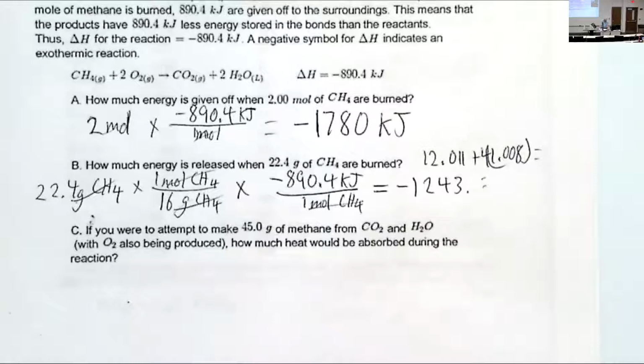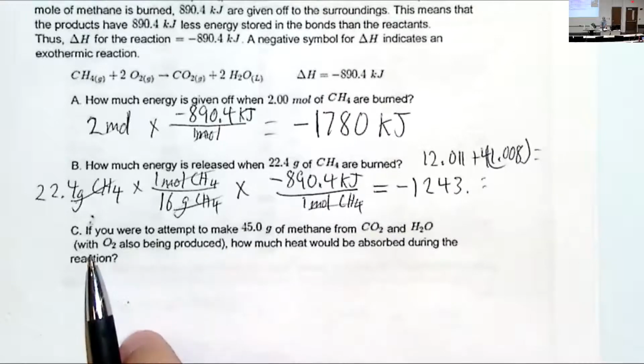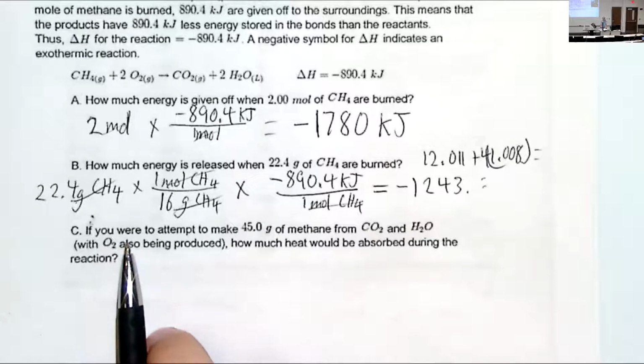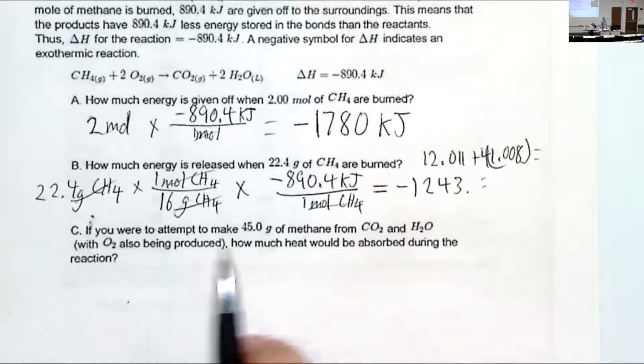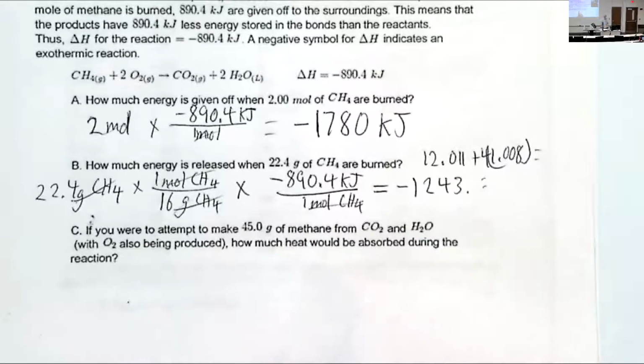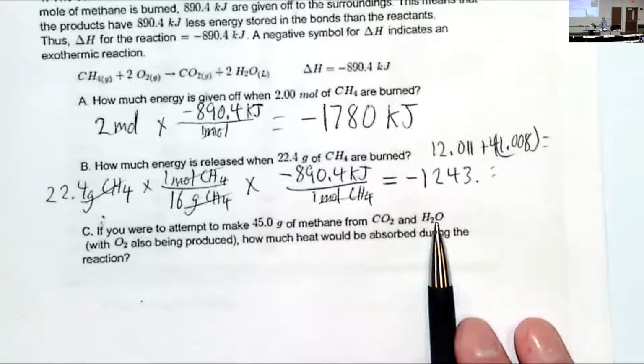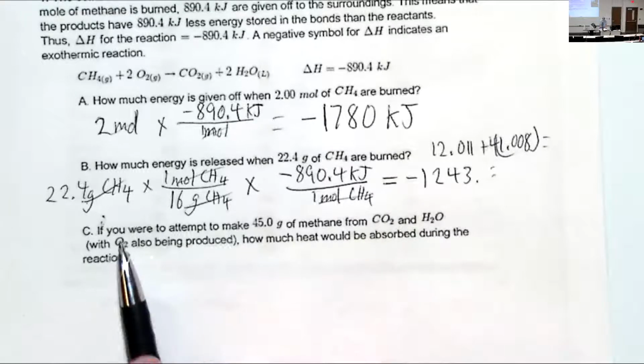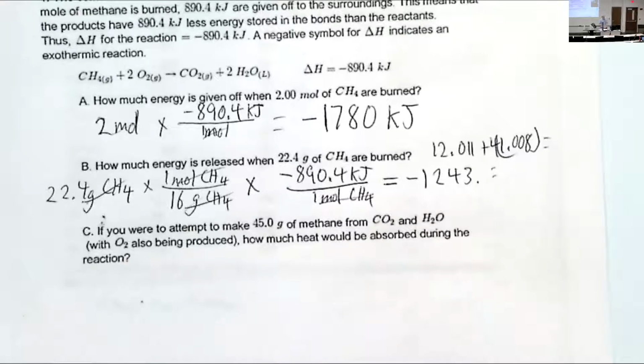Okay, so for our third problem, we'll go over it right here. I'll read it off to you. If you were to attempt to make 45 grams of methane from CO2 and H2O with O2 also being produced, how much heat would be absorbed during the reaction?